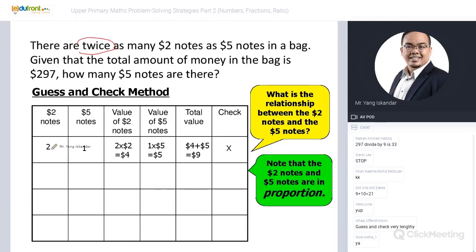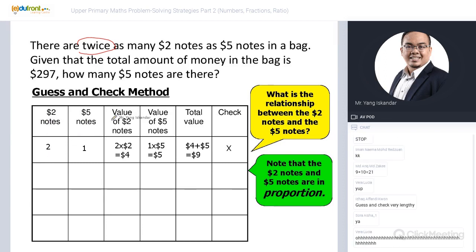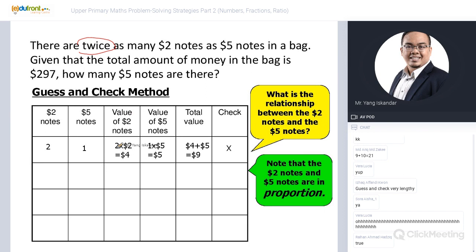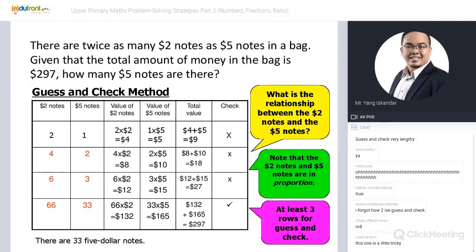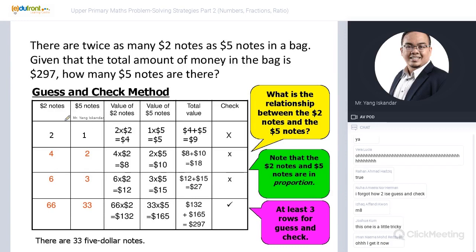So $2 notes, 1 unit. $5 notes is 2 units. $5 notes is 1 unit. Right? What is the value? So the value is $2. So $2 multiplied by 2 units, you get 4. $5, you get 5. And then total is 9. So you continue using guess and check. You check and check and check until finally you get the answer.